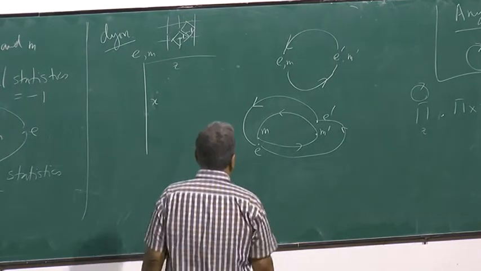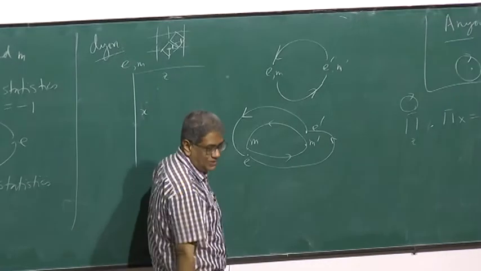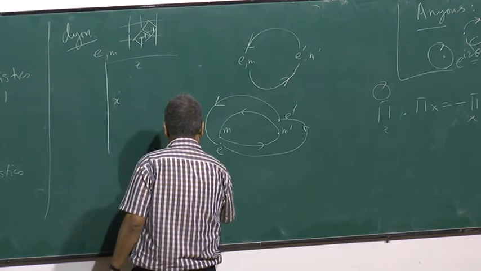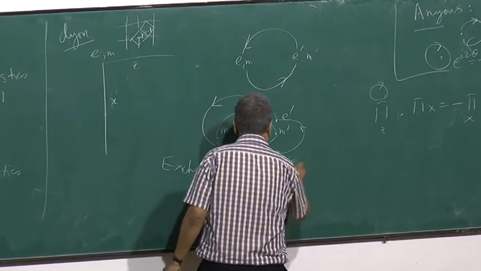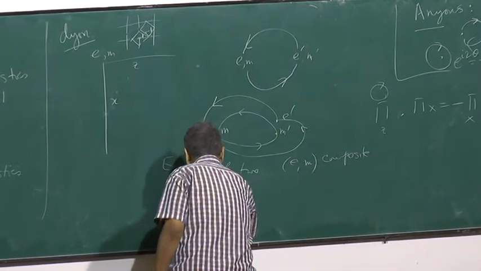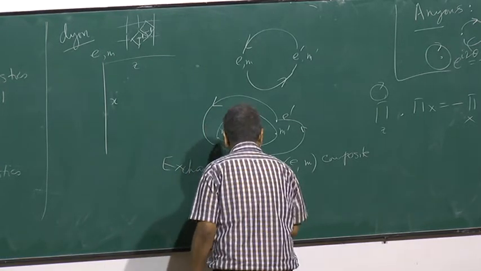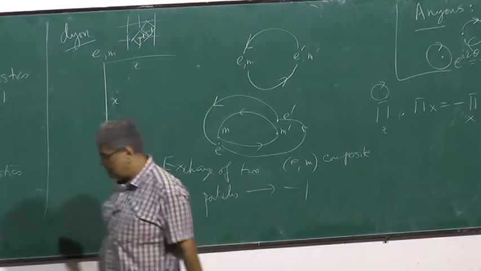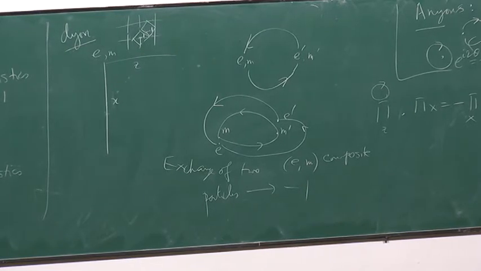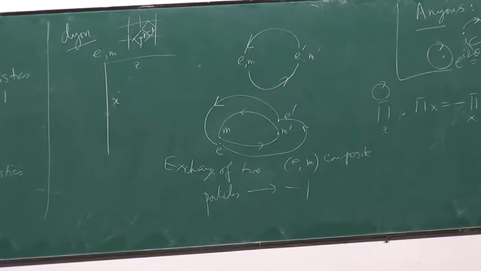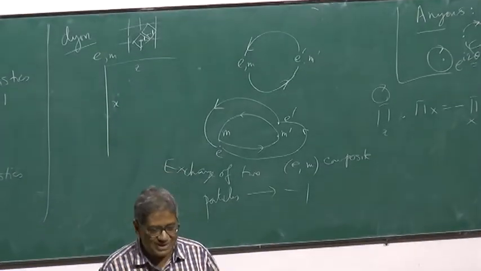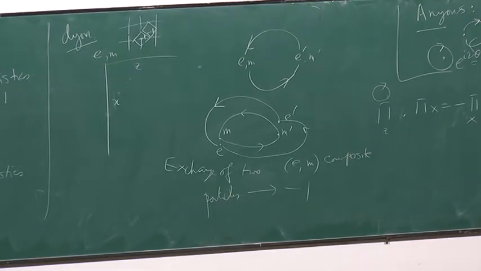Okay, so this tells you that this exchange of these two particles gives you a phase change of -1. So exchange of two EM composite particles gives you a phase change of -1. That means these composite particles are fermions, right, because if you exchange two of them you get a minus sign. So it is all very strange, right. E by itself is a boson, M by itself is a boson, E going around an M is -1, but exchanging an EM with an EM is -1.